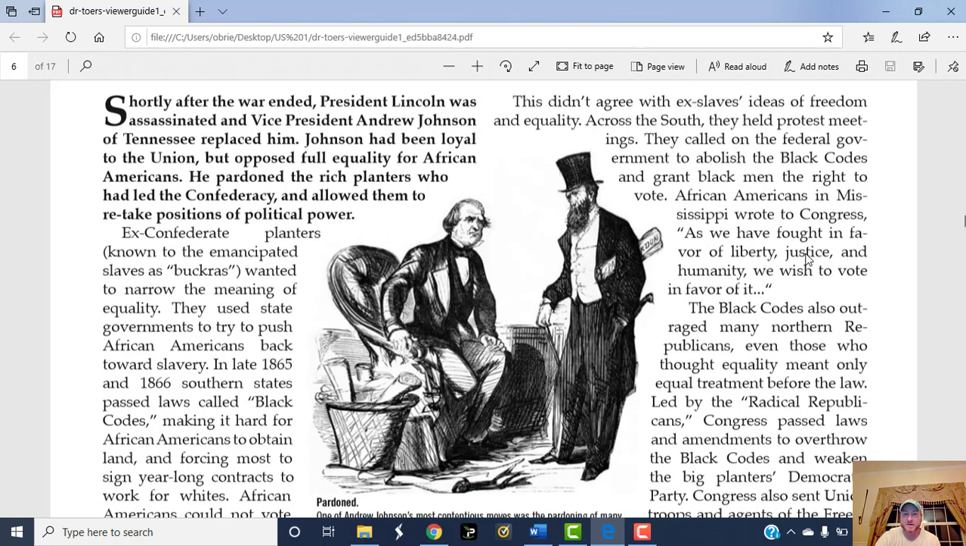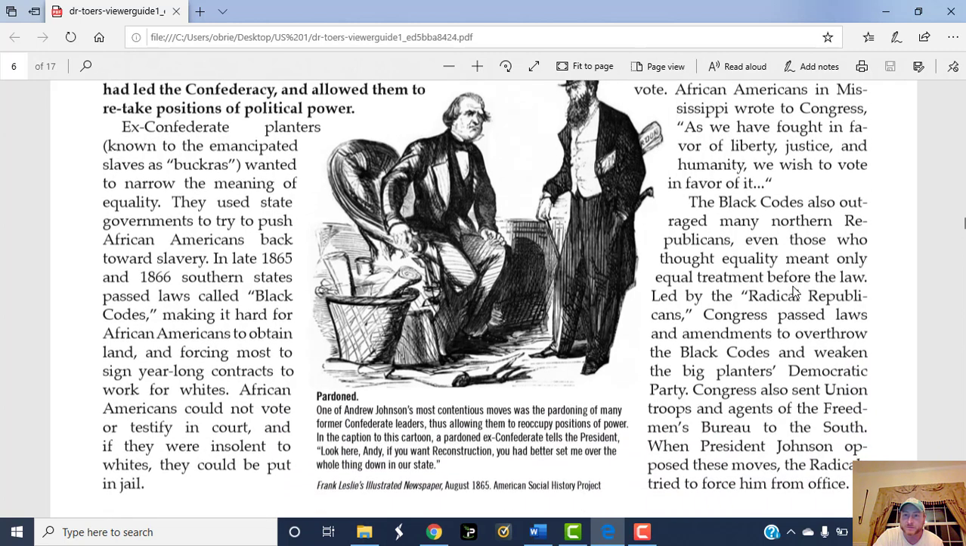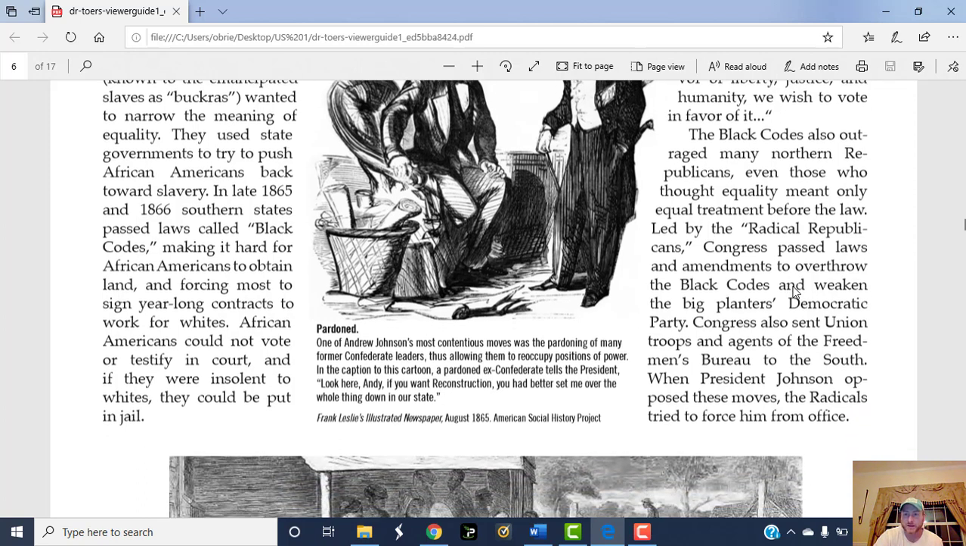Next paragraph. This didn't agree with ex-slaves' idea of freedom and equality, so they wanted something totally different. Across the South, they held protest meetings. They called on the federal government to abolish the black codes and grant black men the right to vote. African Americans in Mississippi wrote to Congress, quote, as we have fought in favor of liberty, justice, and humanity, we wish to vote in favor of it, close quote. So, again, this is during presidential Reconstruction.